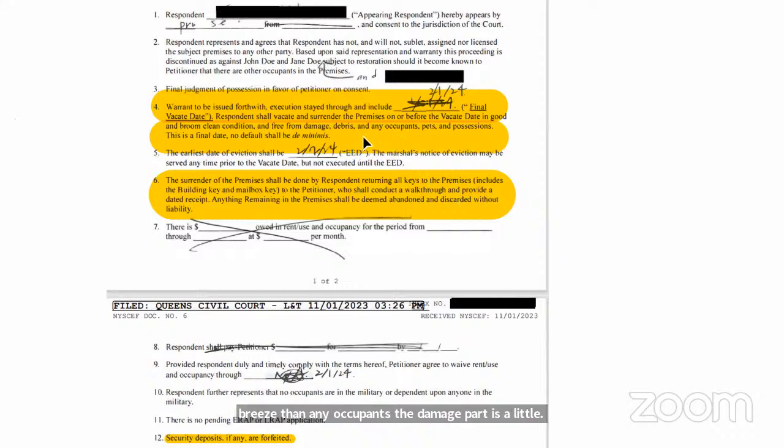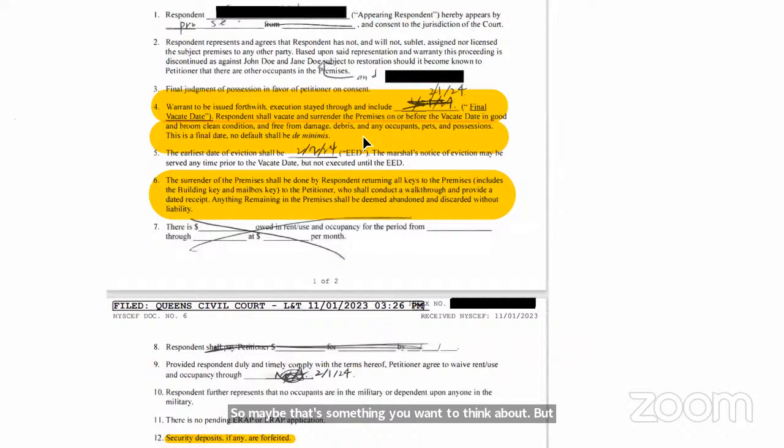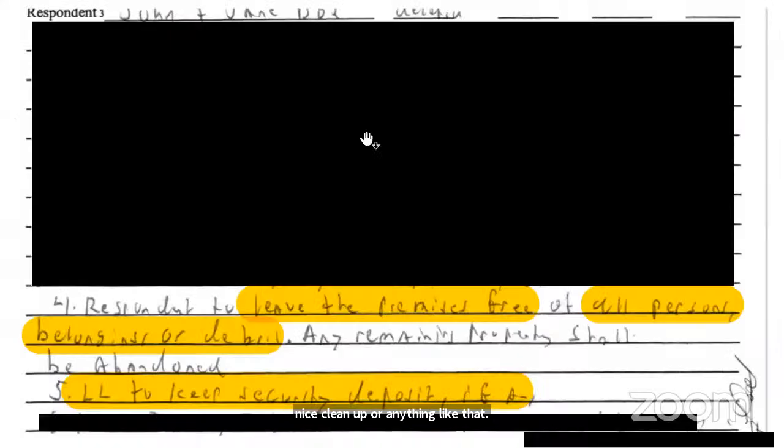concerning because what if there's more than natural wear and tear? Do they want to come back? So maybe that's something you want to think about. But debris, if you want to do a nice cleanup, just sweep and things like that. And then landlord to keep security deposit, if any. Yeah, so maybe for some reason you didn't do a security deposit. Most people do, but yeah.